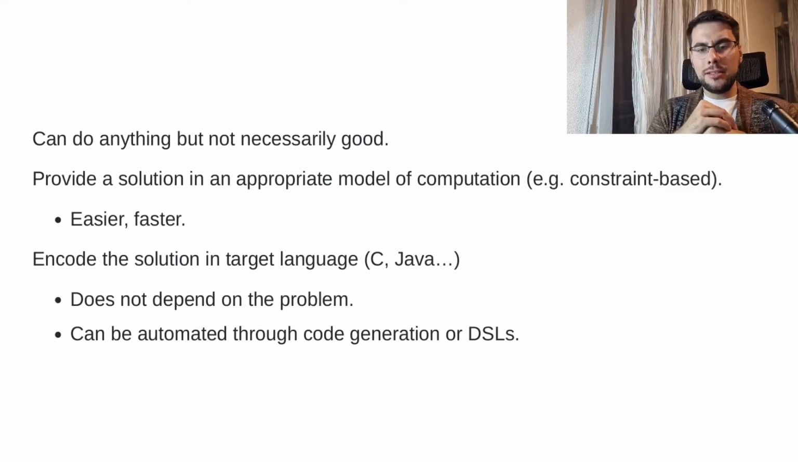The second step is encoding the solution in the target language, whatever you are using, C, Java, doesn't matter. Then we can just code the solution in the target language, and the translation between the language with an appropriate model of computation and the target language can be automated through either code generation tools like transpilers, translators, or whatever, or through domain-specific languages implemented directly in the target language.